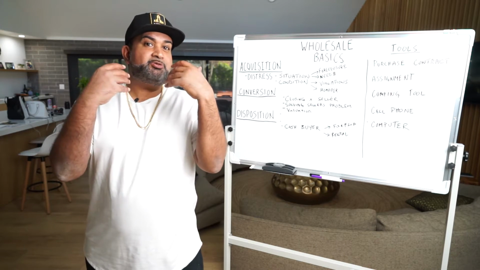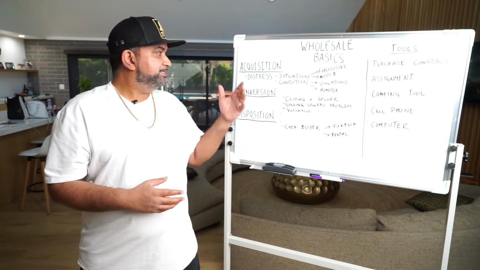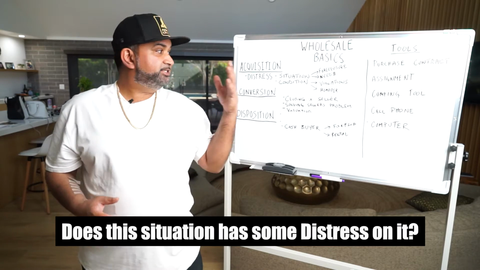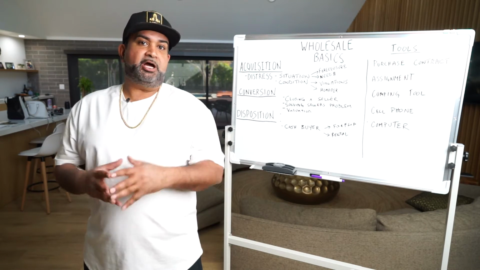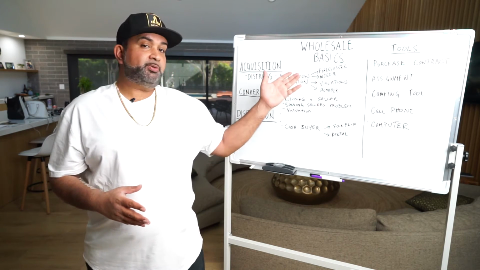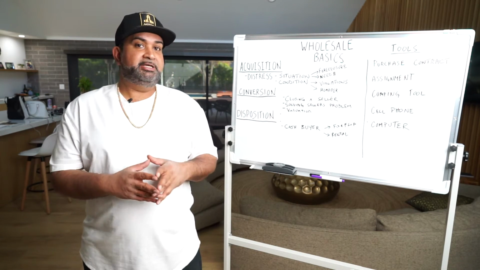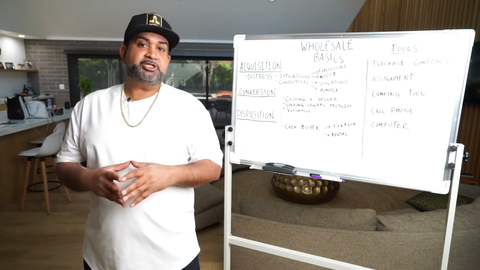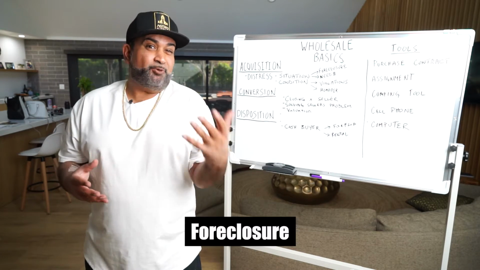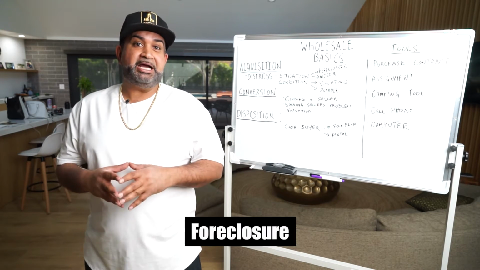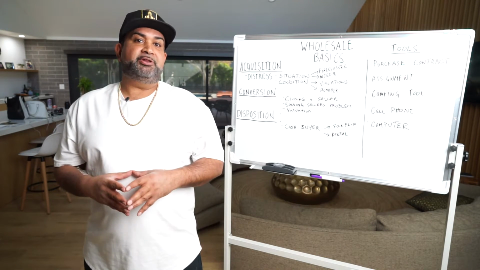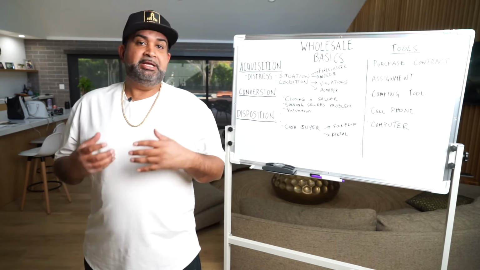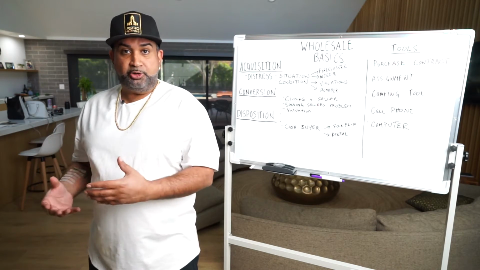So what you need to identify first off is, does this property or does this situation have some distress in it? Now, what kinds of distress are we talking about? We're talking about situational or condition distress. Now, a couple of examples of situational distress are potentially a foreclosure. So if an individual has gotten behind on their mortgage payments and the bank is now coming after them to repossess the home, that is a process called foreclosure.